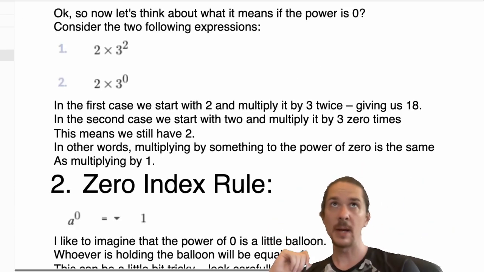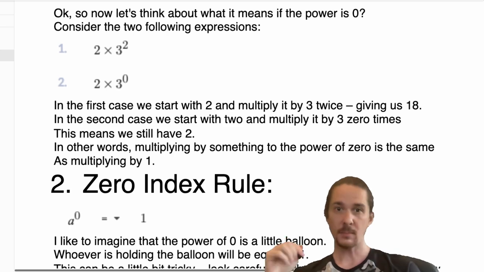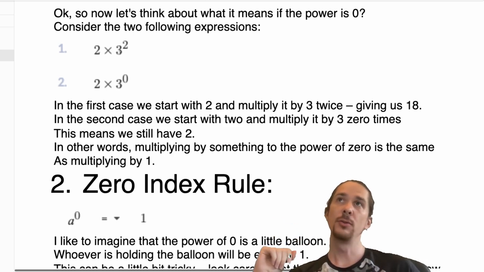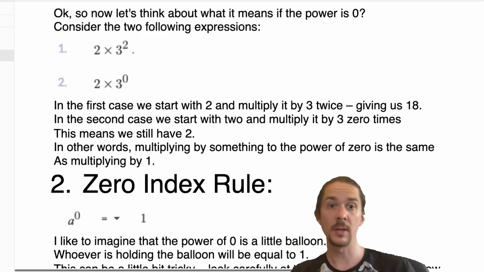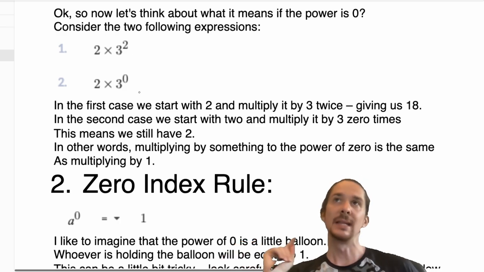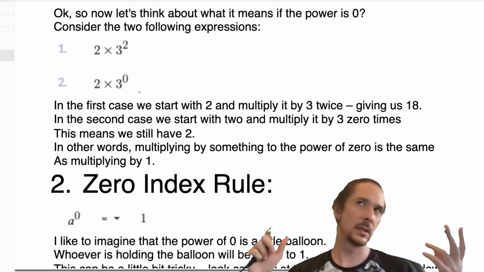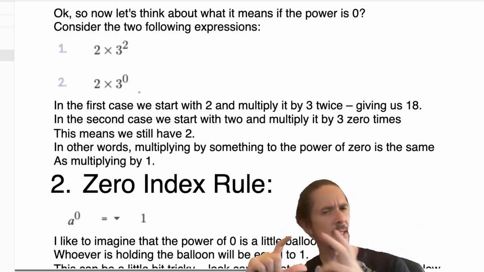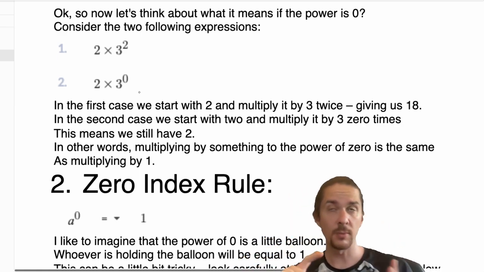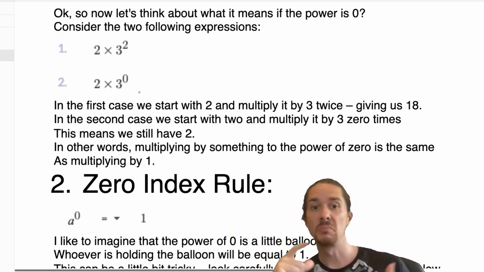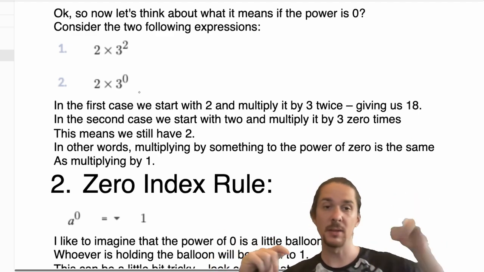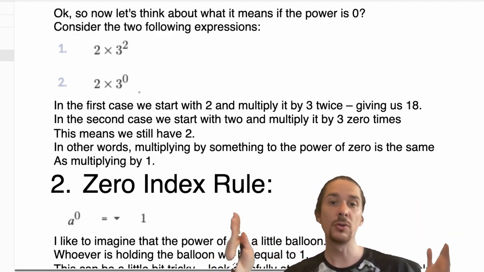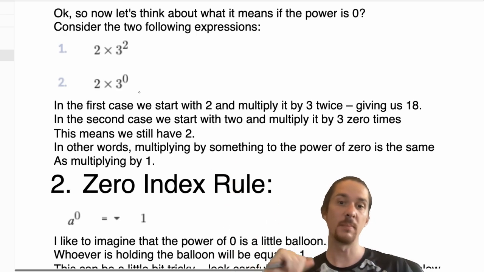Okay, now let's think about what it means if the power is 0. Consider, if we have 2 times 3 squared, we're taking 2 and we're multiplying it by 3 twice, which gives us 18, right? 2 times 3 is 6, 6 times 3 is 18. In the second case, if we have 2 times 3 to the power of 0, that means we're taking 2 and we're multiplying it by 3 0 times. In other words, we still have 2. This tells us that when we multiplied by 3 to the power of 0, we were doing the same thing as if we multiplied by 1.